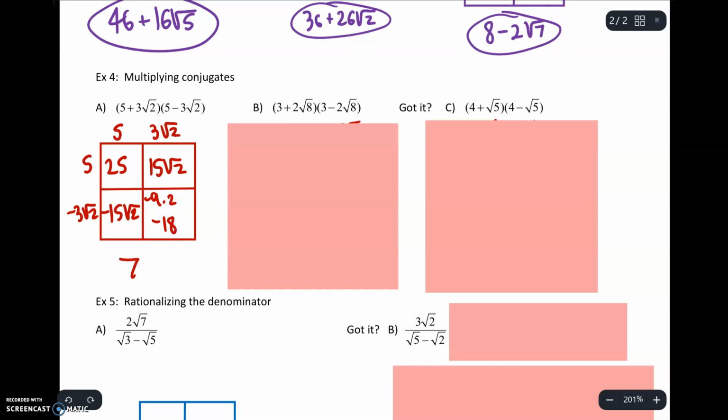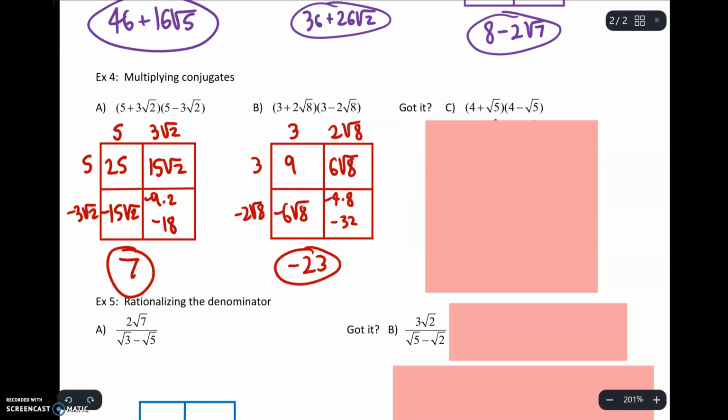The tricky part about conjugates, though, is that notice that we actually have a match. We have a 15 rad 2 and a negative 15 rad 2. So that conjugate idea, we see this also in Algebra 1 when I combine with those same type of terms, is that those actually end up canceling. I just get a single answer like 7.